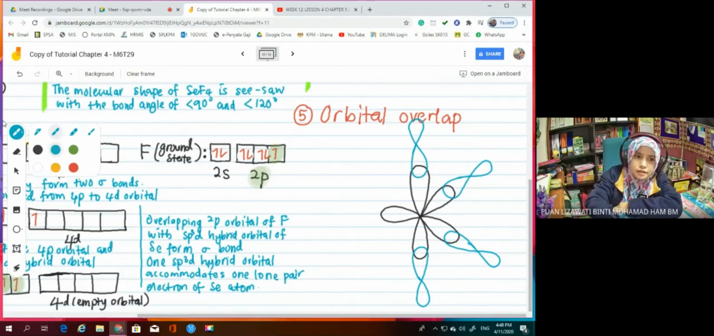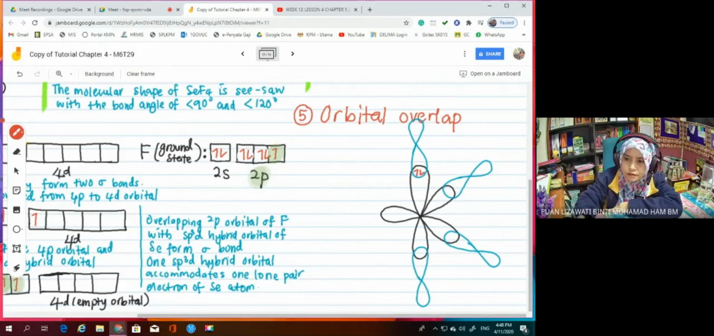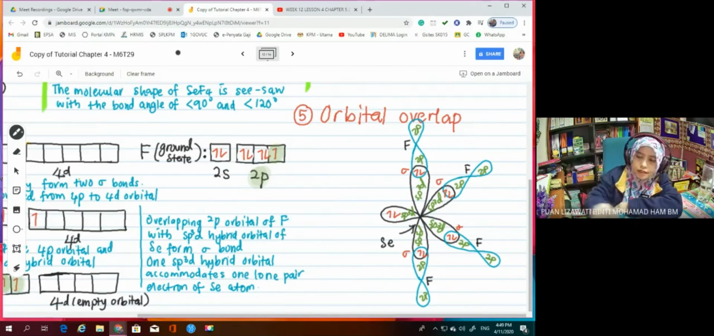Alright, at the overlapping area, you have to draw the electrons, as well as the lone pair, and label sigma. Then label each of the orbitals. This is 2p, and this is sp3d. And lastly, don't forget to label the terminal atom as well as the center atom. This is Se. Okay, so we have done the second example.